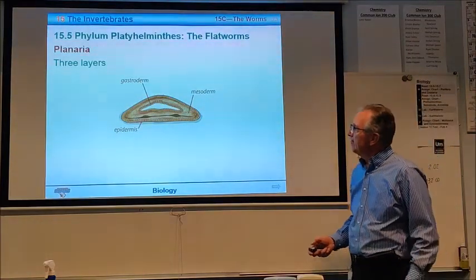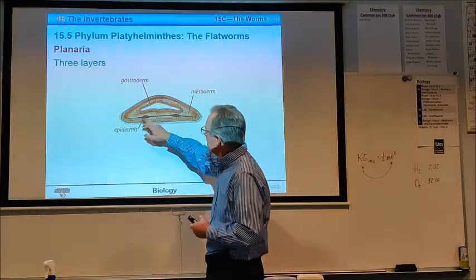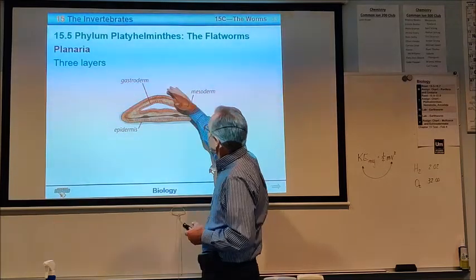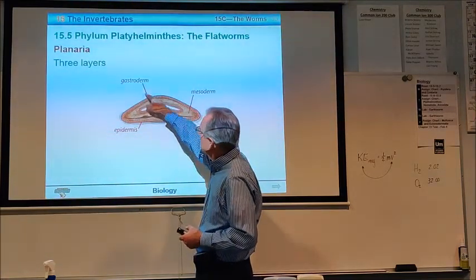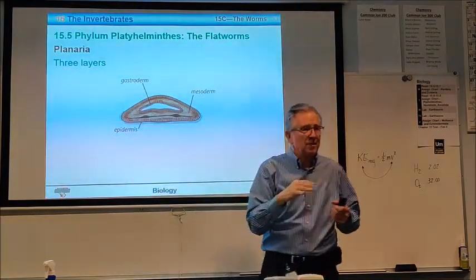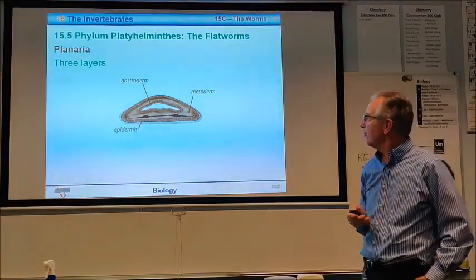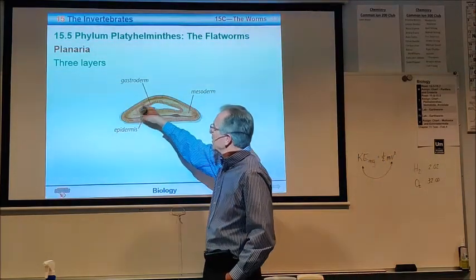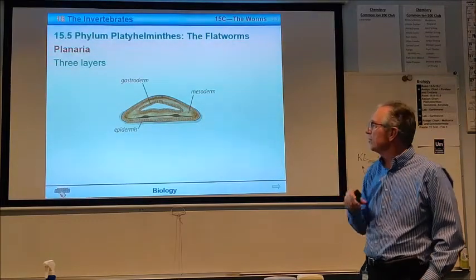So a planaria, we said it had 3 layers, and here are the layers that we talked about. The epidermis, the one on the outside, and then we have the inside that makes up the gastrovascular cavity, called the gastroderm, and then in between it has, again, sort of a jelly-like layer that we call the mesoderm. And in this you will find other tissues and organs.